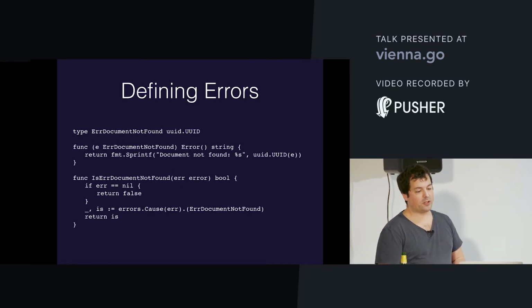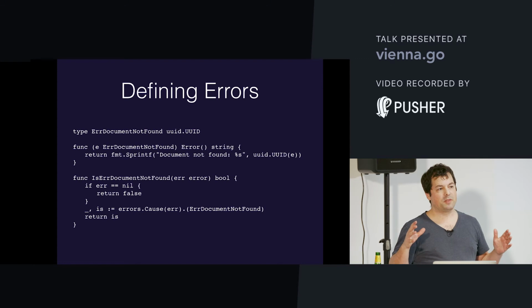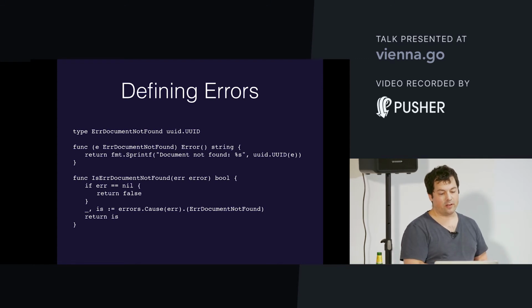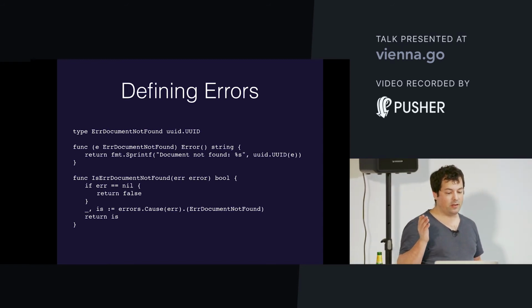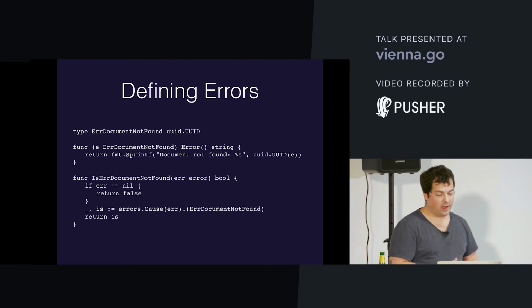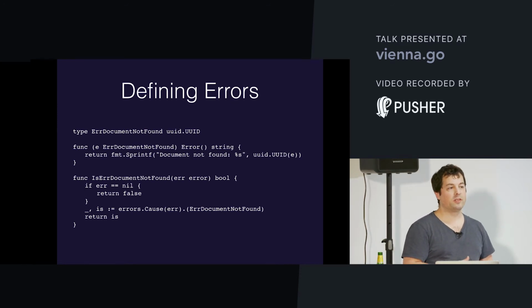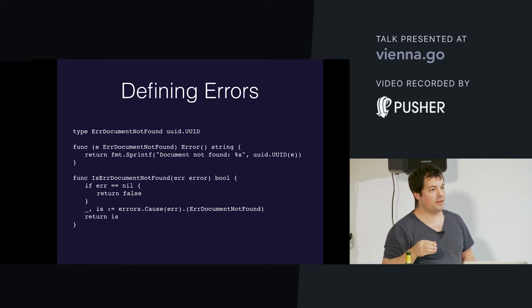So another convention for defining errors, usually you have something that describes this error. So this error here, document not found, we're using UUIDs for document IDs, and basically we can define this error just as an extension of that type by adding an error method that creates the error message. And one convention that we are using is that if we create such an error, we also create an isErrorName function that checks if an error is of that type.